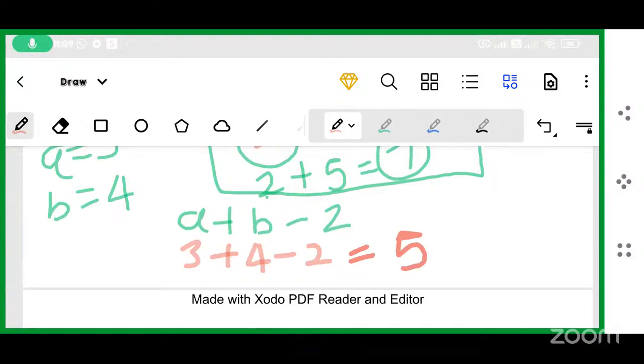Okay, so the answer is 5. So this is your value of the sum.